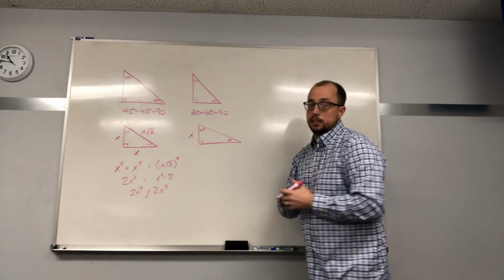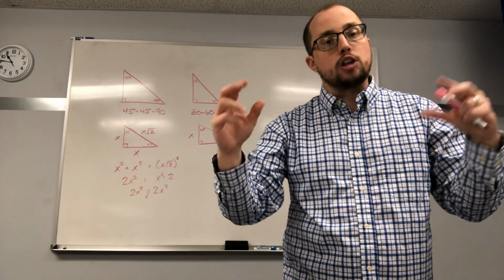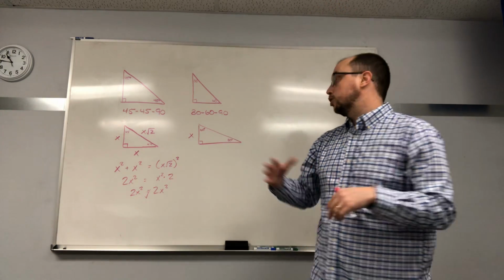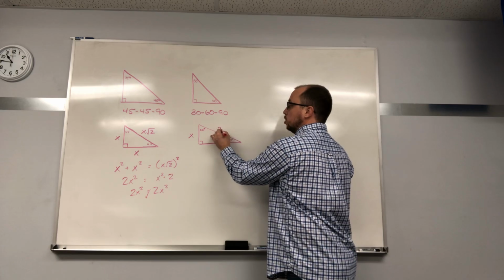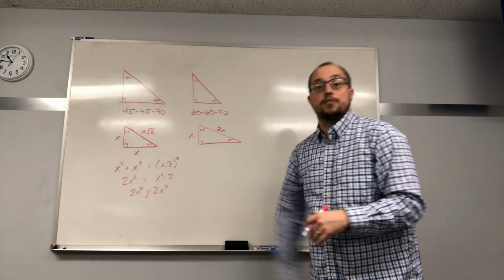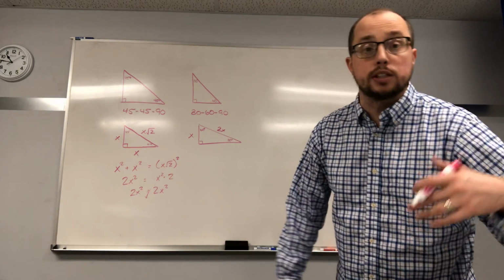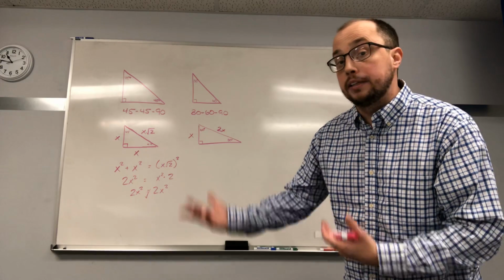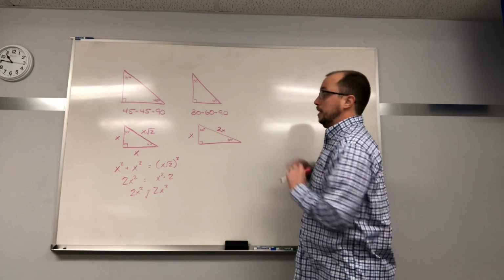We're going to say that's x. Well, the relationship between the short side and the hypotenuse is it's always twice. So if the short side is x, the long side would have to be double that, 2x. If this short side was 4, the long side would be 8. If the short side was 7, the long side would be 14. If the short side was 2.3, the long side would be double, 4.6. You're just taking the short side and doubling it.